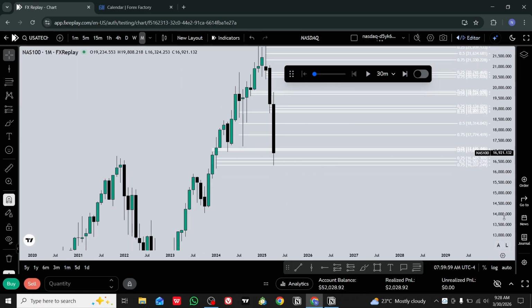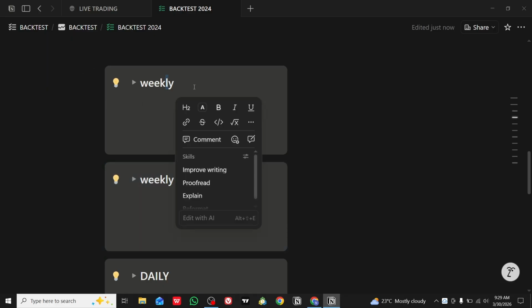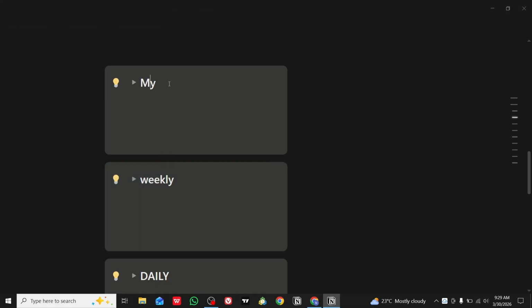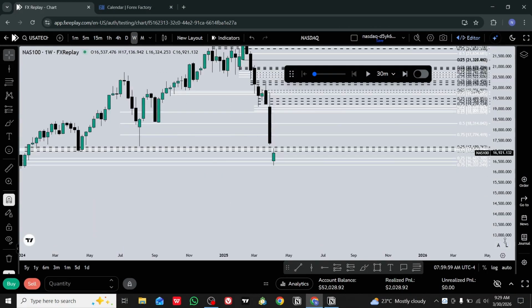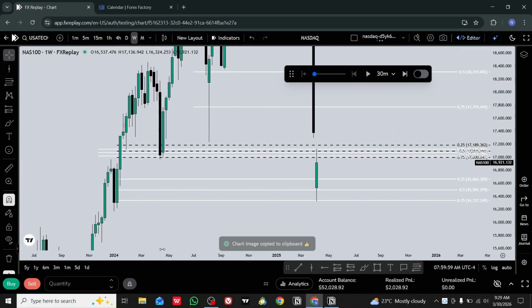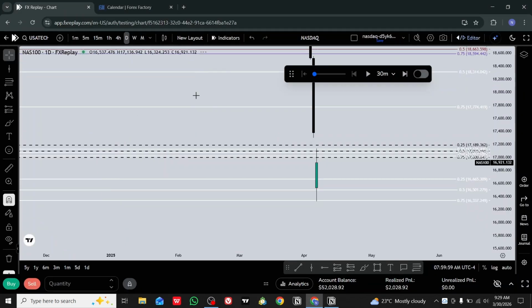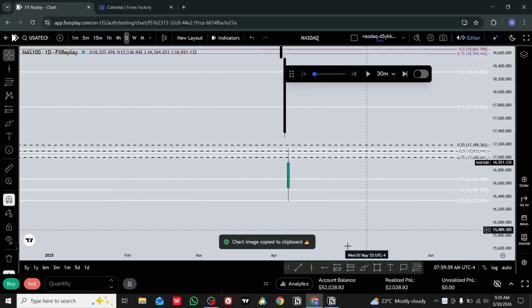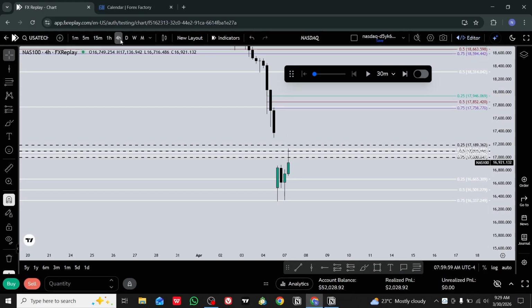Did I post a screenshot? No, I haven't. These lows have not been taken yet. Recording is on. Okay, so let's go into the 4-hour chart.